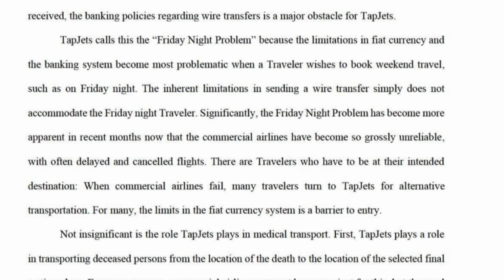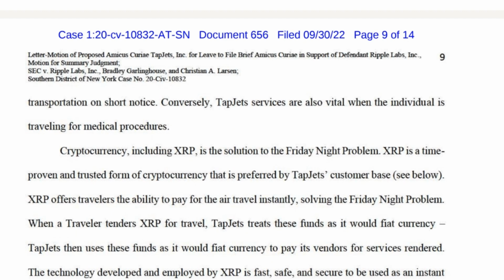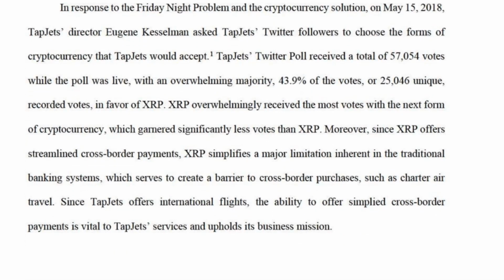Tapjet is the only company that allows you to instantly book charter flights on private planes. Since the efficiency of using services is central to the company's business model, it needs to continue using the XRP token. iRemit, a Filipino money transfer company, has also applied to participate in the amicus program to demonstrate the usefulness of XRP.